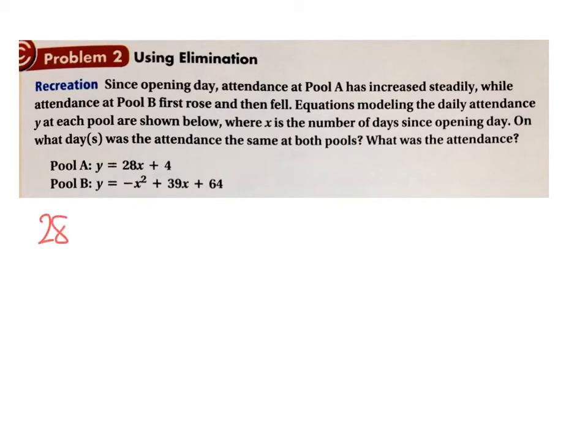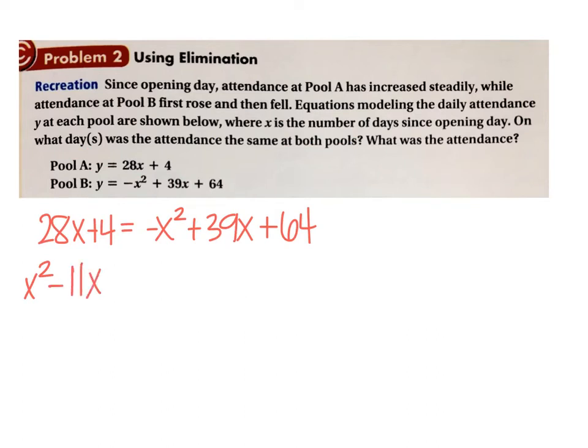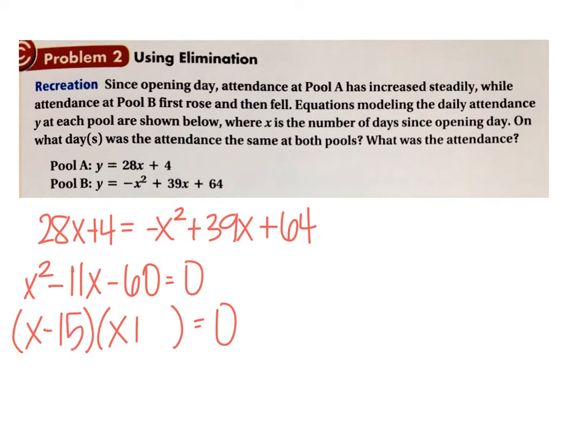So if they both equal Y, that means 28x plus 4 should also equal -x squared plus 39x plus 64. So if we move everything to the left and solve for 0, we get +x squared. And 28x minus 39x is going to be -11x. 4 minus 64 is going to be minus 60. So if we factor that, we're going to get (x - 15)(x + 4).